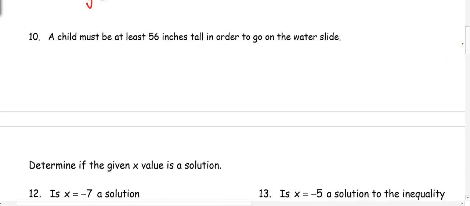Number 10, a child must be at least 56 inches tall in order to go on the water slide. So at least is our minimum height for them to be able to go on the water slide. So we have height is greater than or equal to 56.